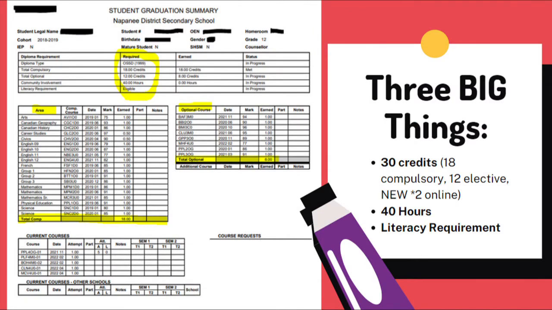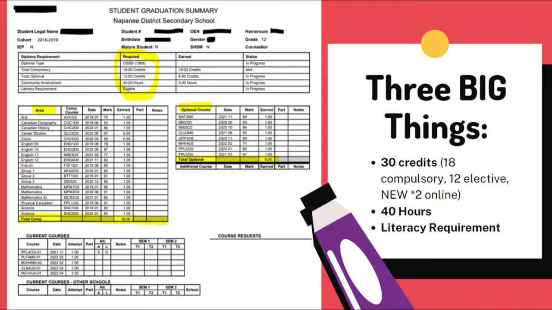Your graduation summary, a sample of which is seen here, is a very important document to understand. This is where we track all of your progress towards graduation each year, so it's important to look it over carefully anytime you're given a copy to make sure there are no surprises. If you have a look at the top section of the page, you'll see all of the big graduation requirements. And remember, when we talk about graduation in its simplest form, we talk about the three big things: 30 credits, 40 hours, and the literacy requirement. You can see where all of these three big things are tracked at the top.